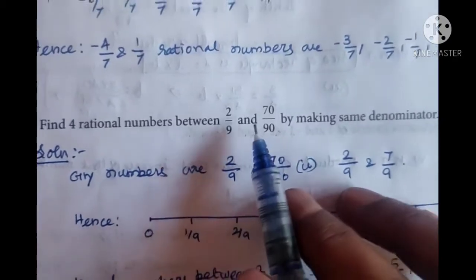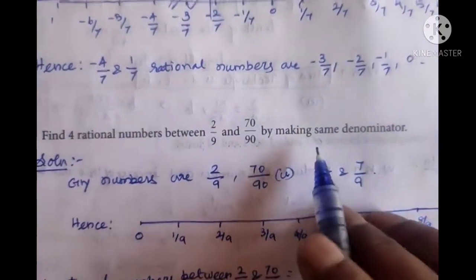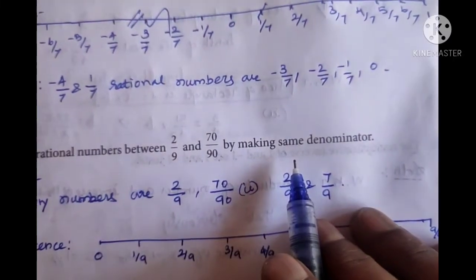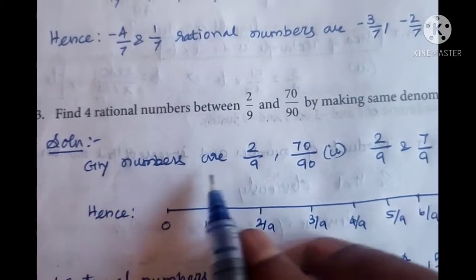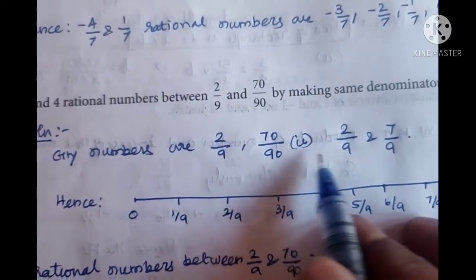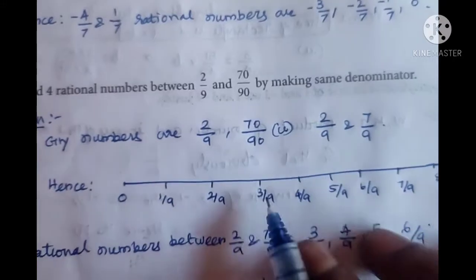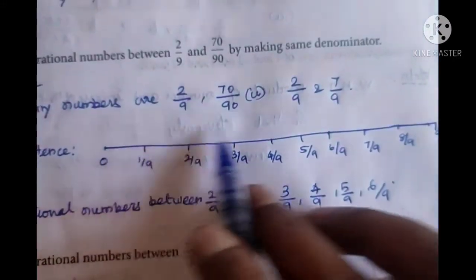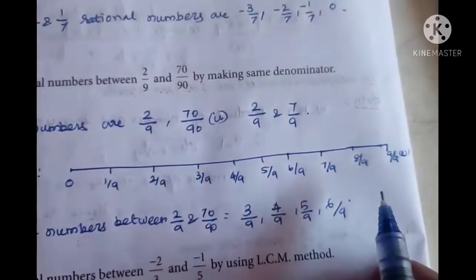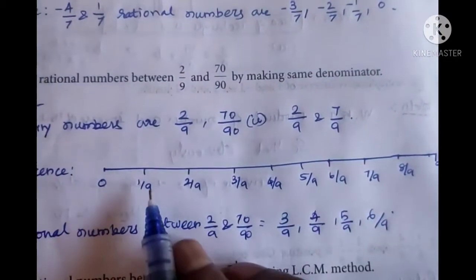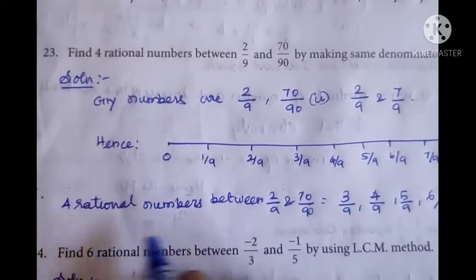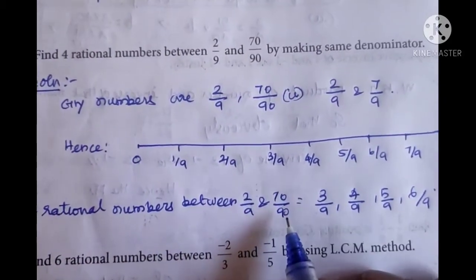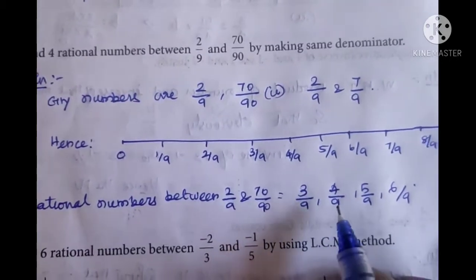Find 4 rational numbers between 2 by 9 and 7 by 9 by making same denominator. Given numbers are 2 by 9, comma 7 by 9. The same process. Draw a number line 0 to 1 divided into 9 parts: 1 by 9, 2 by 9, 3 by 9, 4 by 9. Then the 4 rational numbers between 2 by 9 and 7 by 9 are 3 by 9, comma 4 by 9, comma 5 by 9, comma 6 by 9.